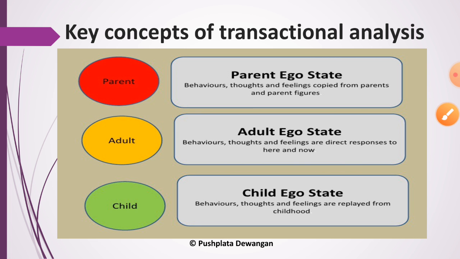Now the key concepts of transactional analysis. The first one is the ego state. The ego state refers to the three major parts of an individual's personality, and each reflects an entire system of thought, feeling, and behavior. So there are three ego states. The first one is the parent ego state.